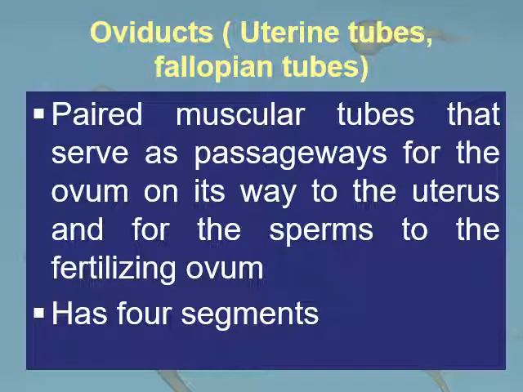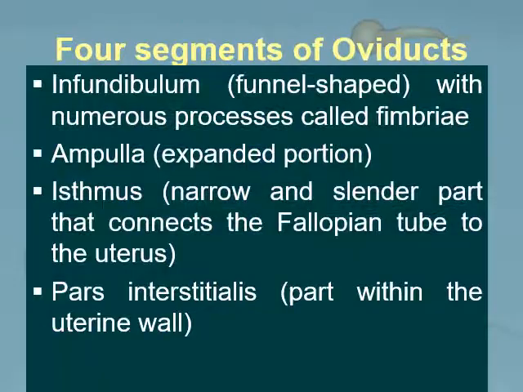So oviducts or the fallopian tubes are paired muscular tubes that serve as a passageway for the ovum on its way to the uterus. So it has four segments. Ano yung four segments na yun? We have infundibulum, ampulla, isthmus, and pars interstitialis. So anong mahalagang tandaan dyan?